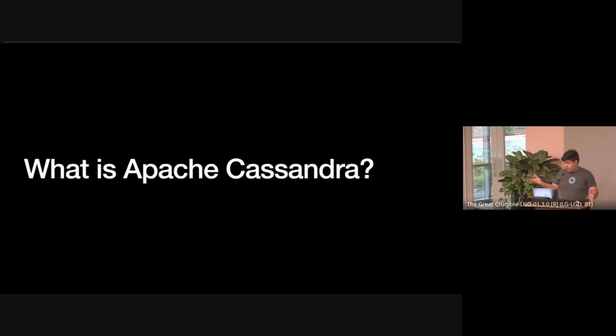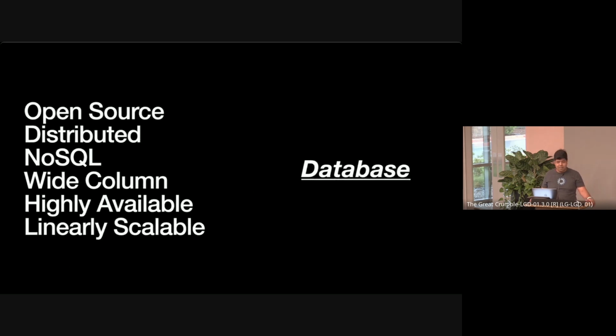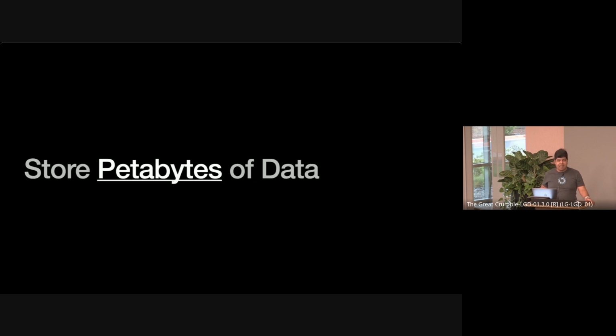So presumably everybody knows what Cassandra is, but really quickly, I just want to revise what Cassandra is. It's an open source distributed NoSQL wide column, highly available, linearly scalable database. That's a mouthful, but that's what Cassandra is. And as a result, we use it to store petabytes of data in Cassandra. It's one of the largest databases that you can use.